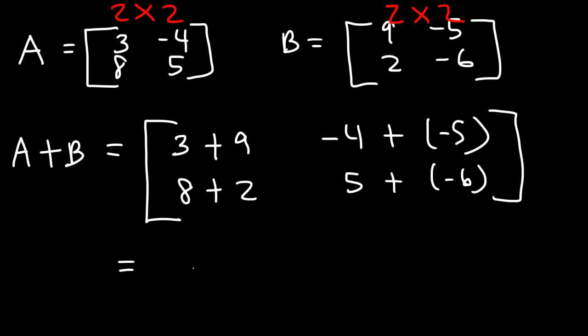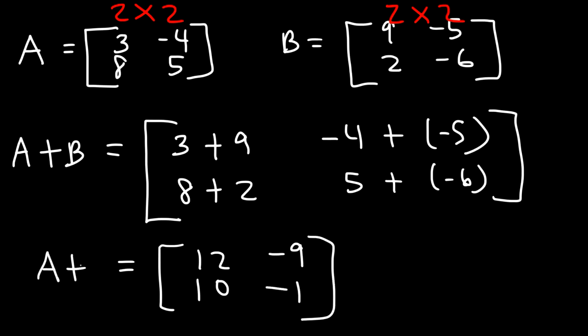Now, 3 plus 9 is 12. 8 plus 2 is 10. -4 plus -5 is -9. And 5 plus -6 is -1. So that's the sum of matrix A and B. That's the answer. Now let's work on another example.